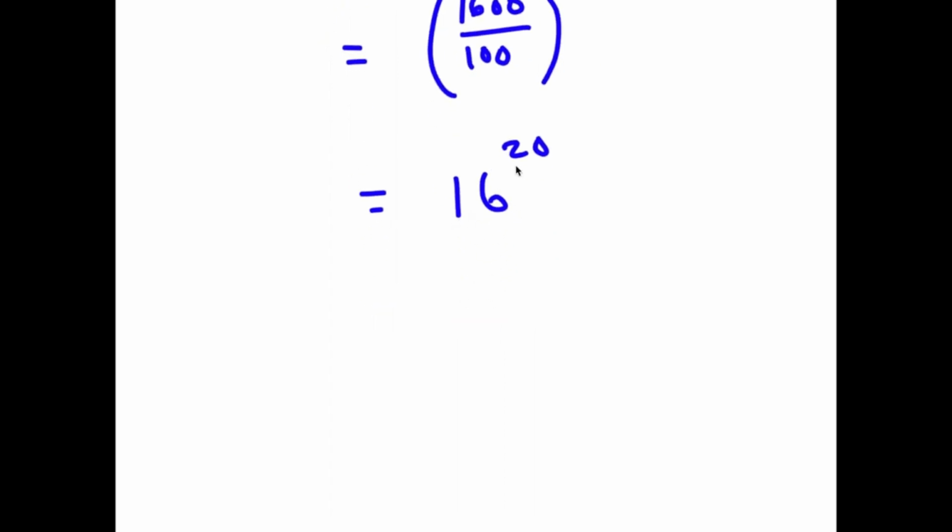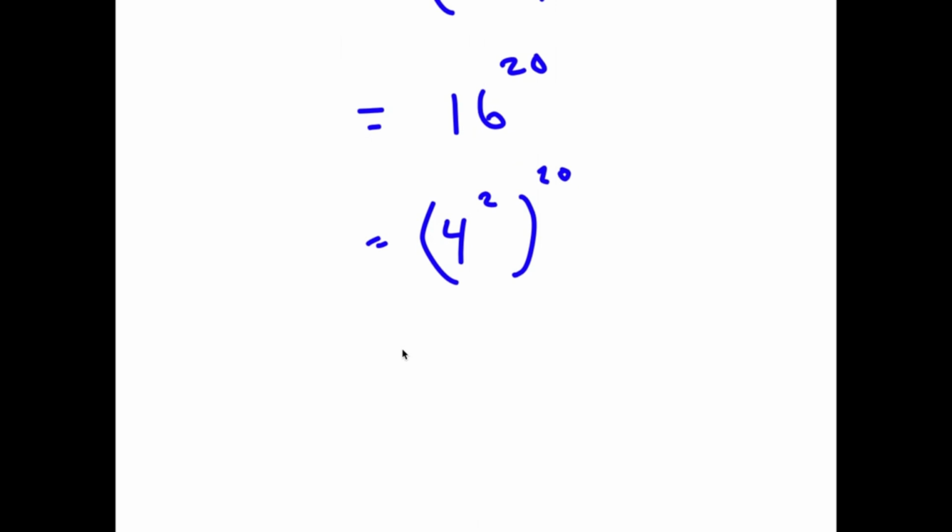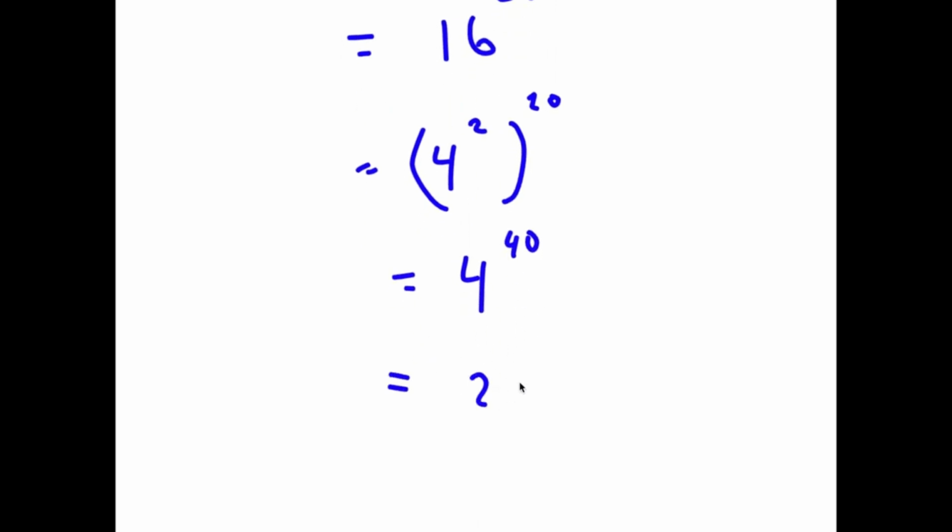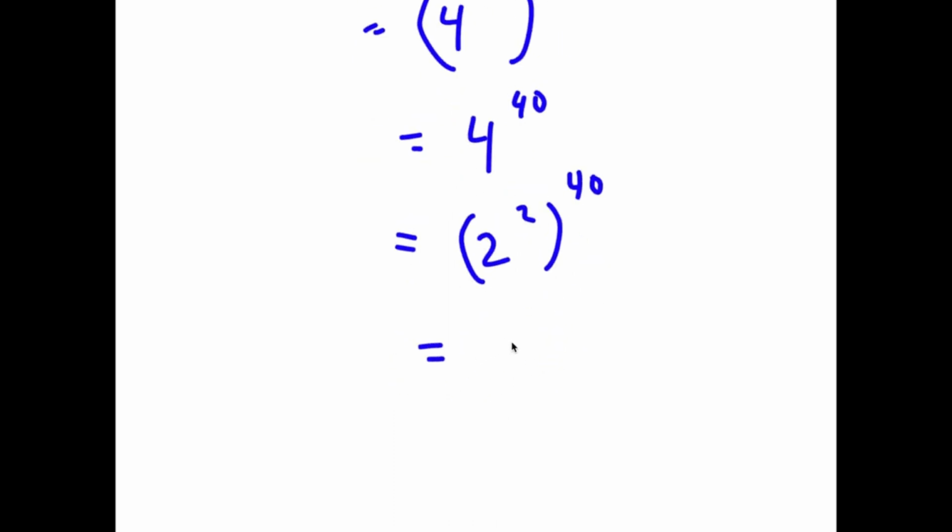And 16, that's the same thing as 4 to the power of 2. So I have 4 to the power of 2 to the power of 20, which is 4 to the power of 40. And now 4, this is the same thing as 2 to the power of 2. So now I have 2 to the power of 2 to the power of 40, which is equal to 2 to the power of 80.